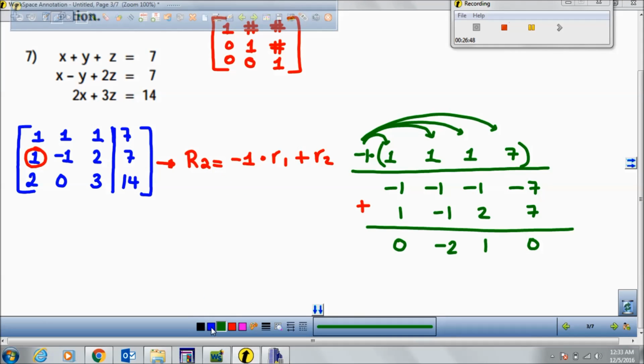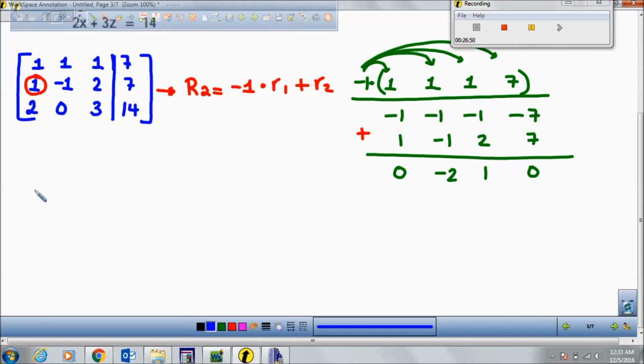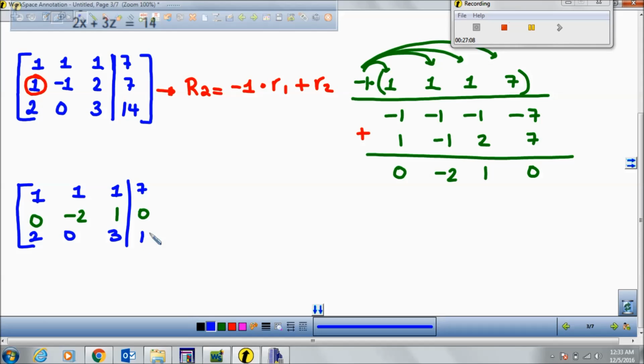So here in my next matrix, that's what I'm going to do. 1, 1, 1. The first row, nothing changed on it. But this second one is going to become 0, -2, 1, 0. The third one right now, we haven't done anything to it. It's going to stay the same way.